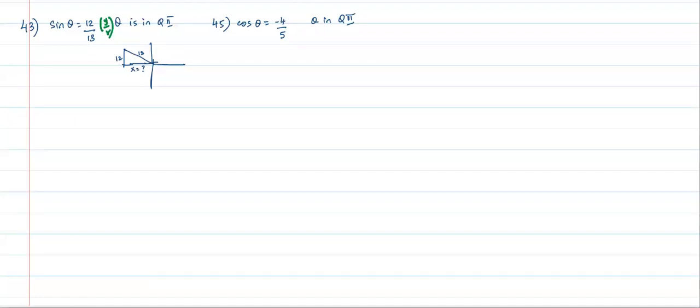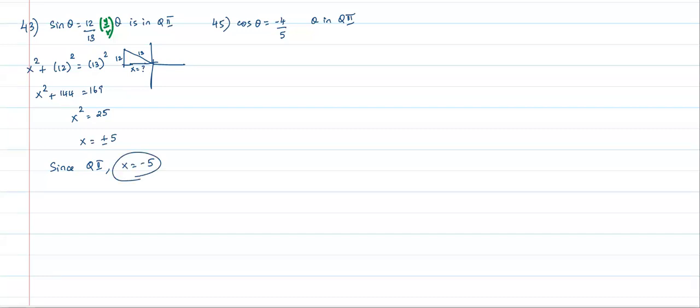So let's first find out x squared plus y squared is r squared. Okay? Then x squared plus 144 is 169. X squared is 25. X can be either plus or minus 5. Now, because this is quadrant 2, I know that x has to be negative. So the only possible value for x here is negative 5. So now I have all my values, right? I have x as negative 5, I have y as 12, and I have r as 13.